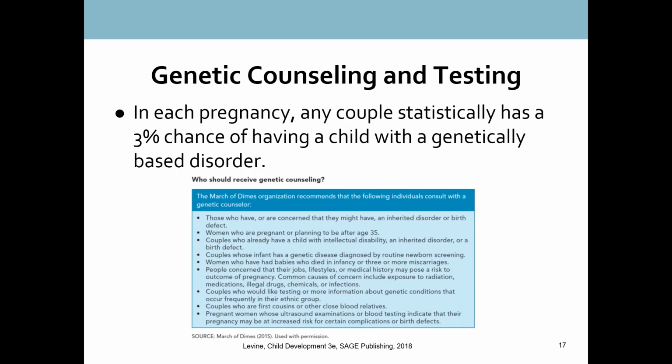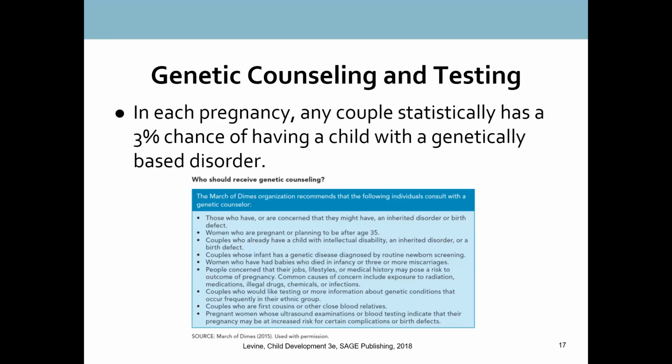But this is kind of a list of who should get genetic counseling, and some of these points listed here would increase that 3%. And if you have more than one characteristic, that might increase it. So things like having a family history of genetic disorders certainly will increase your odds of giving birth to a baby with a genetic-based disorder. If you already have a child, as it says here, with intellectual disability or an inherited disorder, it's more likely you'll have another, that the next one could also have a disorder.